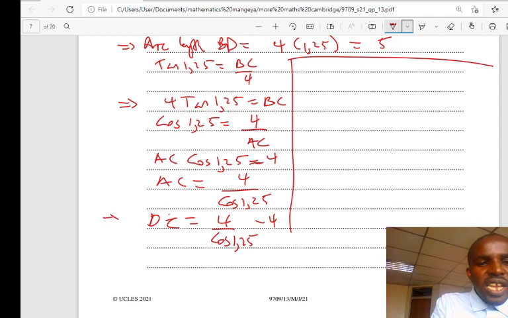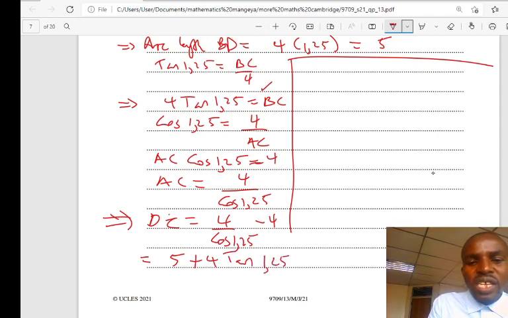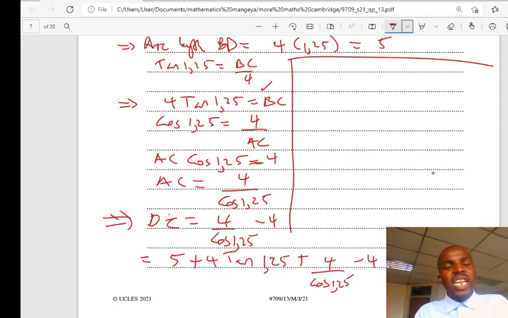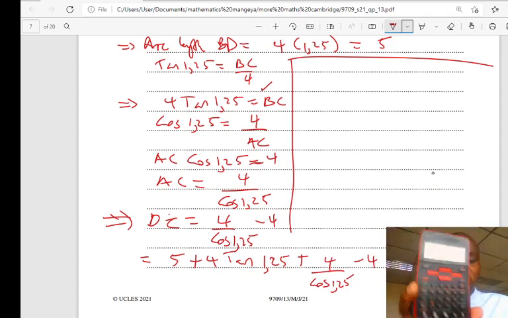We have our DC here, we have our AC here. So the perimeter will be equal to 5, that's for BD, the arc length BD, plus we have BC here, which is 4 times 1.25, then plus we have our DC here, which is 4 over cos 1.25 minus 4. Then after that, you can just find your calculator and punch everything in.